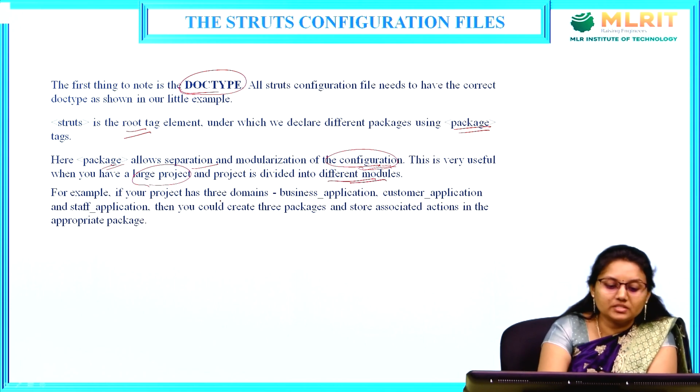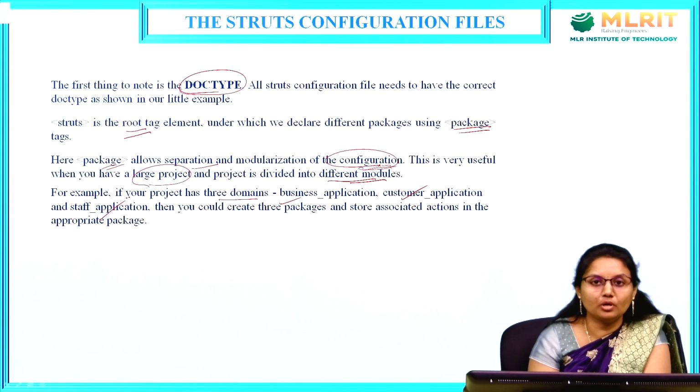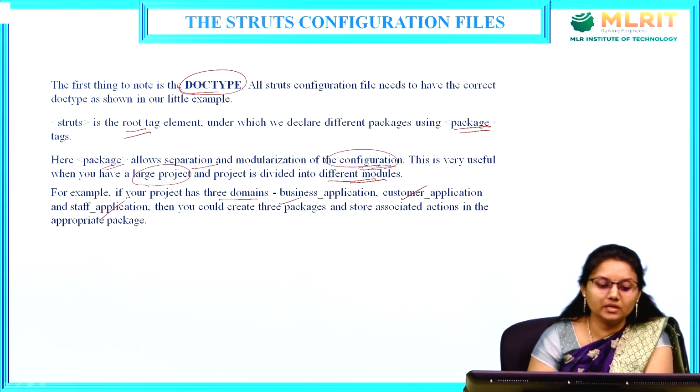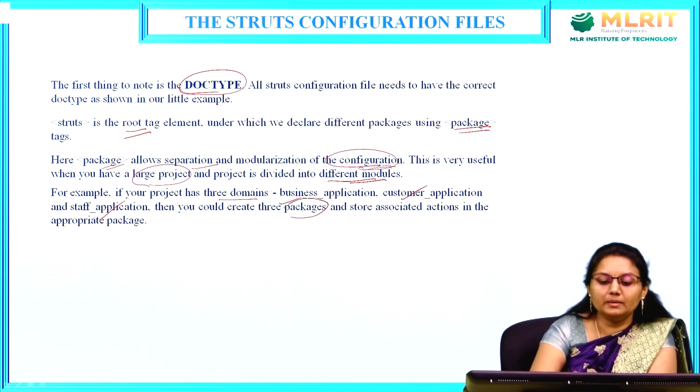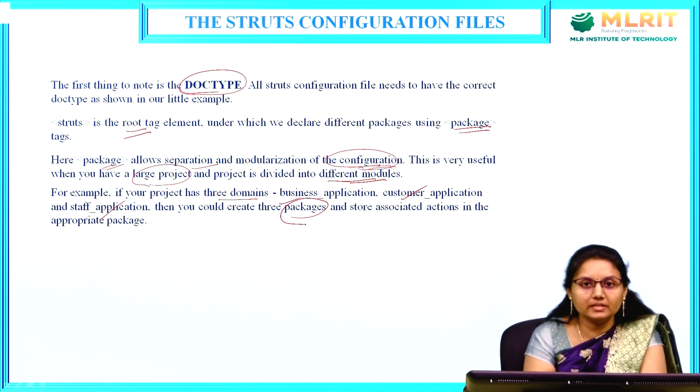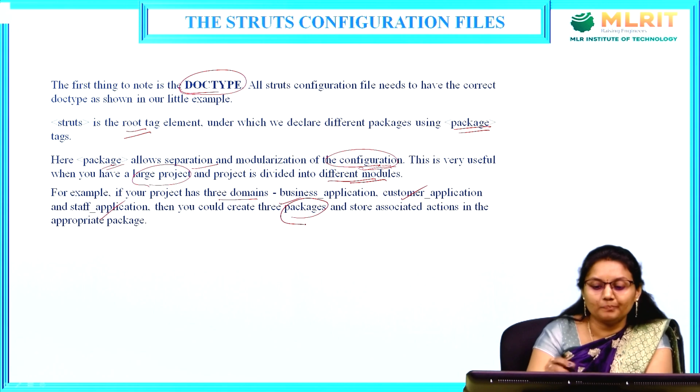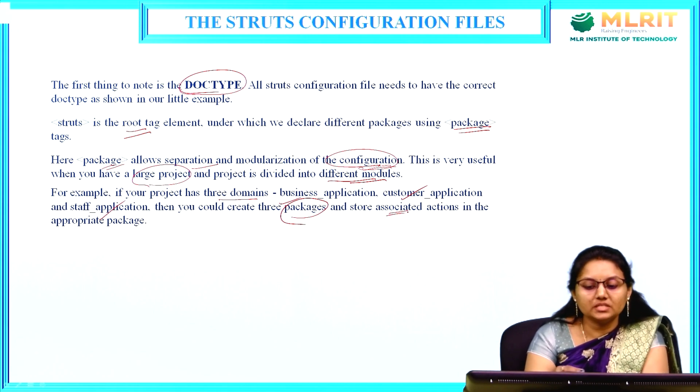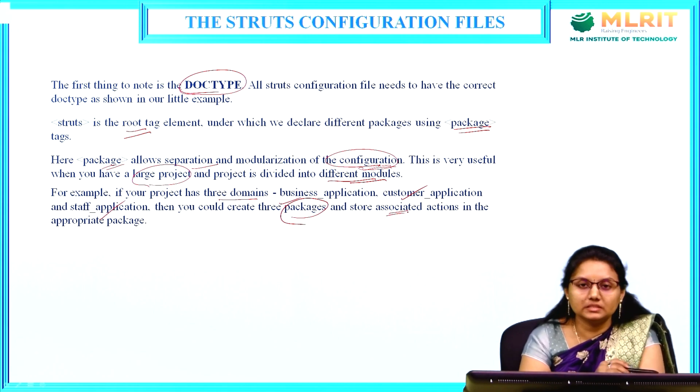So if your project has 3 domains, like business application, customer application, staff application, if you have multiple applications to bind or bundle together, then how many packages do we create? 3 packages. So all that can be created under the struts tag only, in the package tag. So it stores the associated, meaning its respective actions need to be written inside those packages.